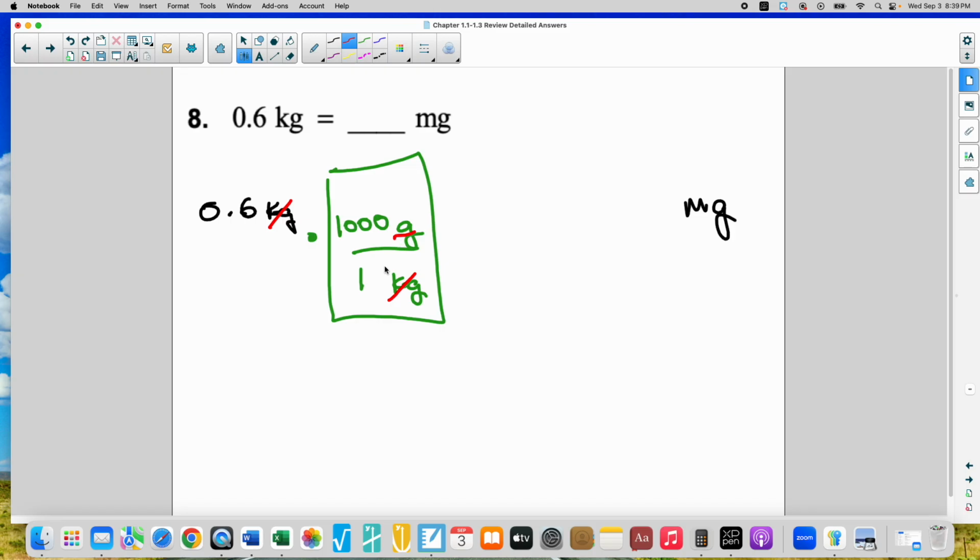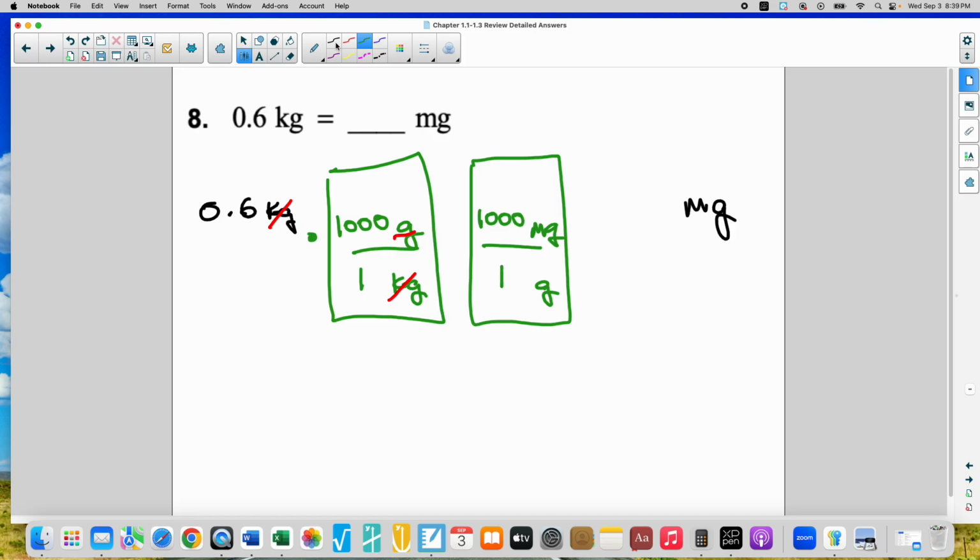I'm in grams. So in my next conversion box, I want to get rid of grams. So I'm going to put that in the denominator. And I want to get to milligrams. So how many milligrams are in a gram? Well, that's also 1,000 milligrams is equal to 1 gram.